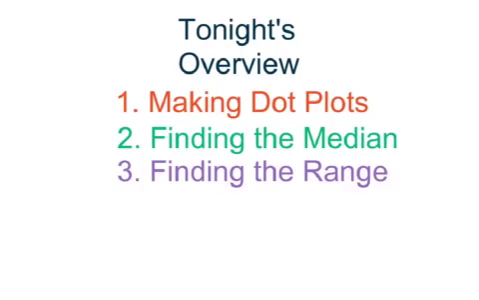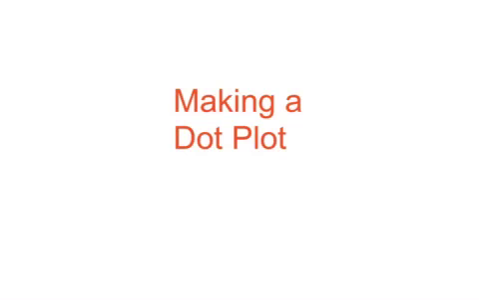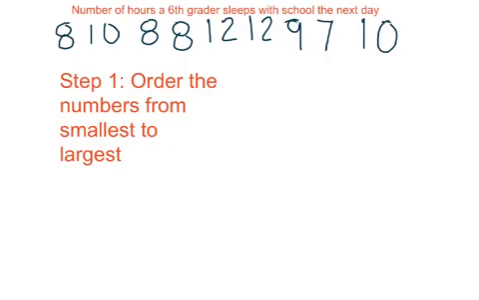We will start by reviewing how to make a dot plot. You may have heard about line plots in previous math courses. Sometimes mathematicians have a different name for the same thing. A dot plot is the exact same thing as a line plot. To make a dot plot, we need some data first. Sixth graders told me how many hours they slept when they have school the next day. This is what they told me.